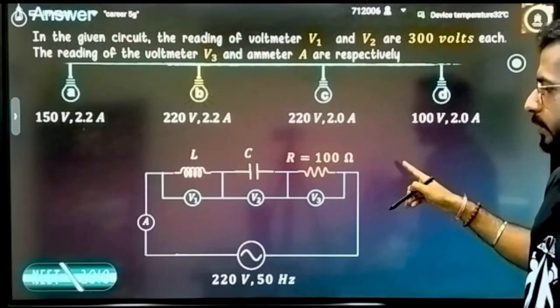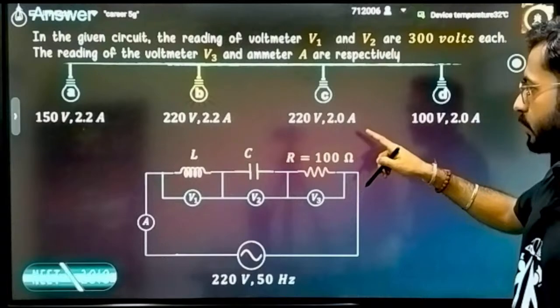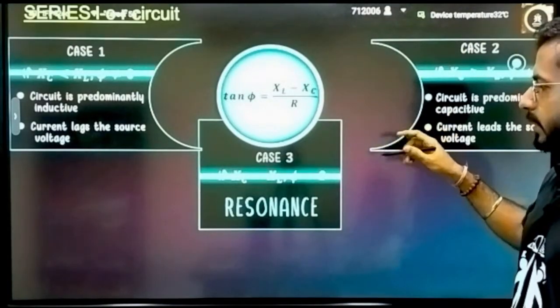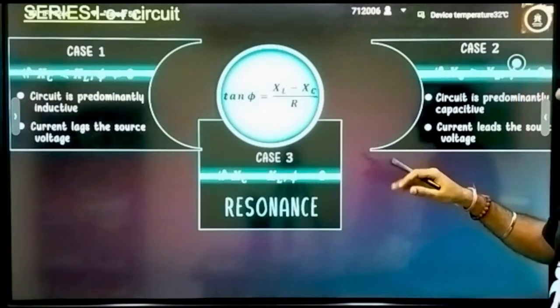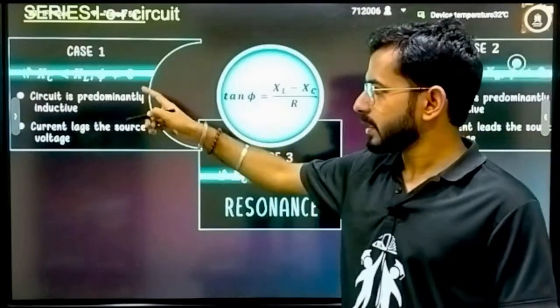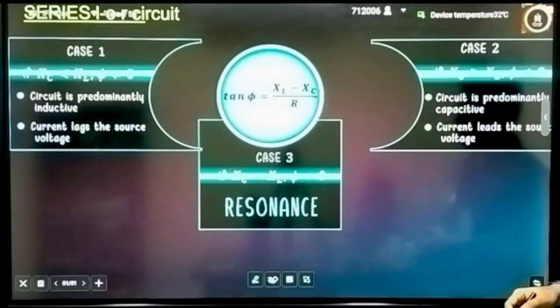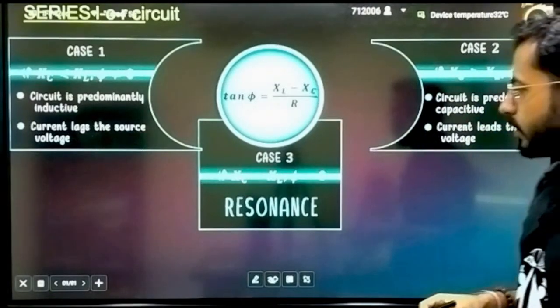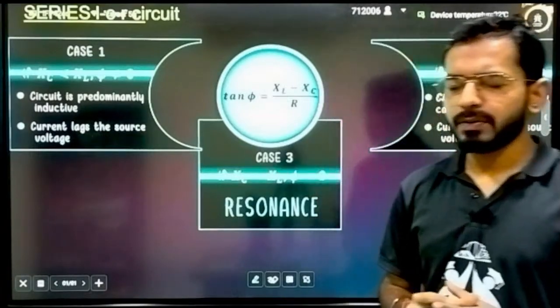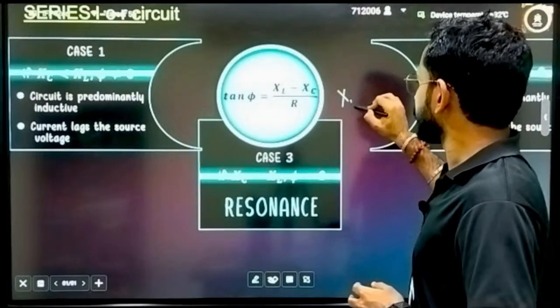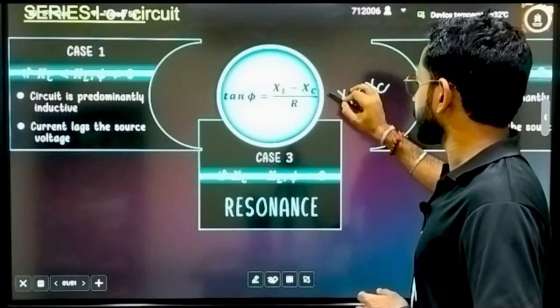So the answer will be, which option is coming correct? 220 and 2.2. That means option B is correct. Clear? I have told you about case 1, when XL is greater than XC, and case 2, when XC is greater than XL. But now case 3 will be the resonance condition. We call it the resonance condition when XL is equal to XC.